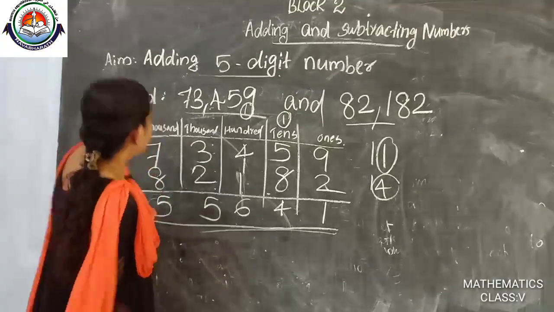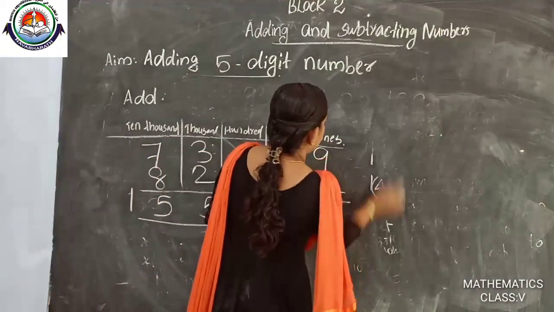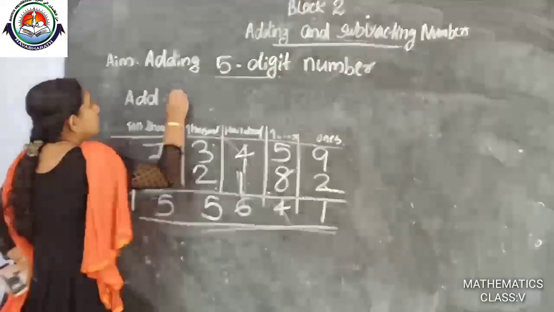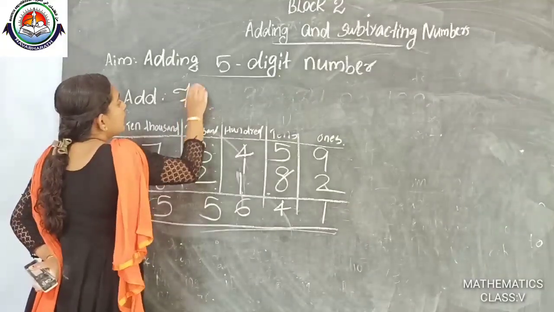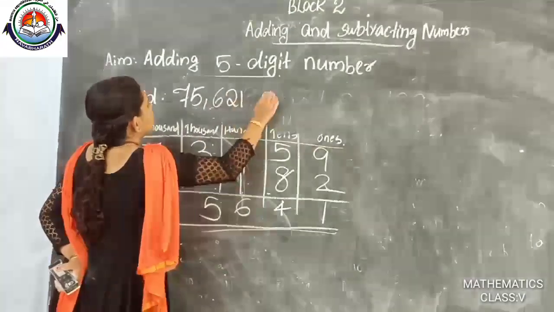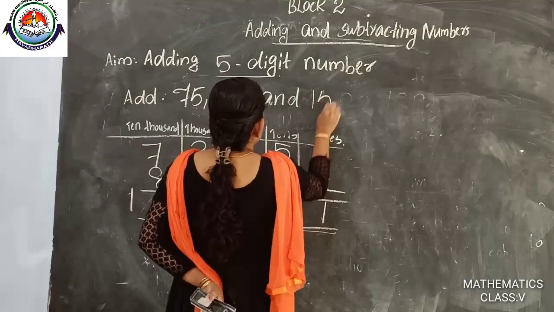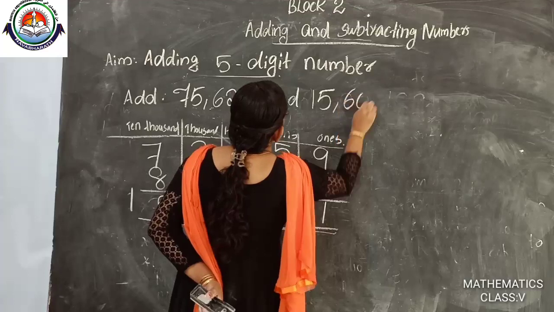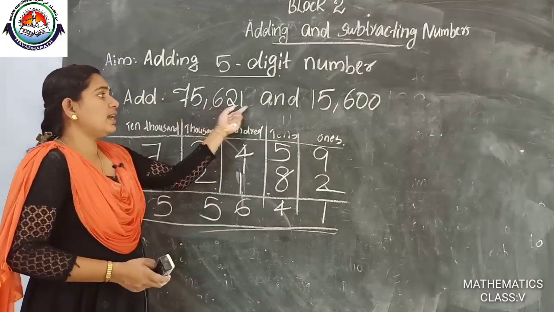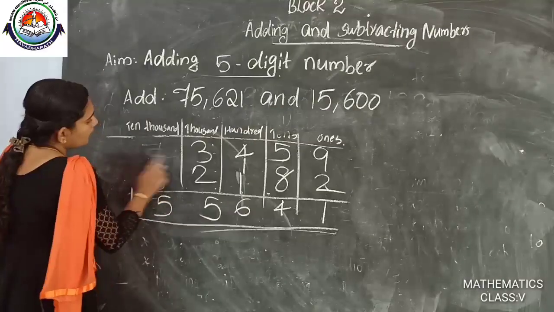Are you ready to do the problem along? Okay. Third problem. Add 75,621 and 15,600. 75,621 and 15,600. You do this problem.